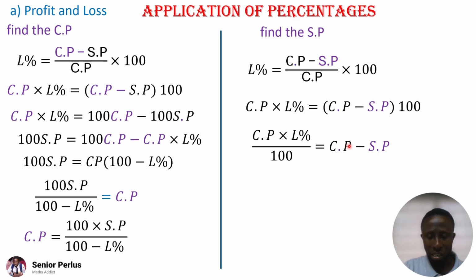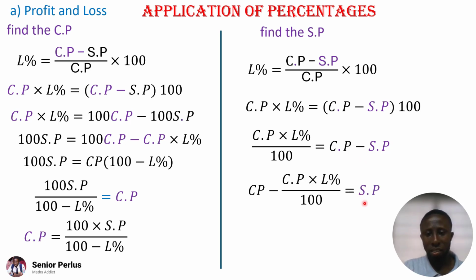SP is already negative, so I'll move it according to the equal sign to become positive. Then I'll move the whole of this here, then to become what? Negative. So that you will get this. Yes. Okay. Very nice. Good. So therefore, let's make it nice.